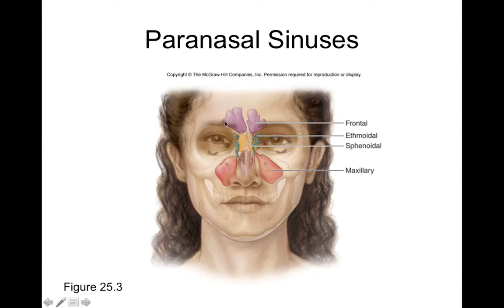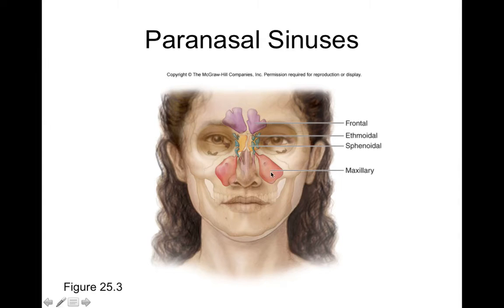In purple, we have the frontal sinuses, which connect to your superior meatus. In yellow, this is showing your sphenoid sinuses, which are found in the sphenoid bone. And in forest green, right here, these are the ethmoid sinuses, which are also found in the ethmoid bone. And then more laterally, we find the maxillary sinuses. These maxillary sinuses are often inflamed and infected.